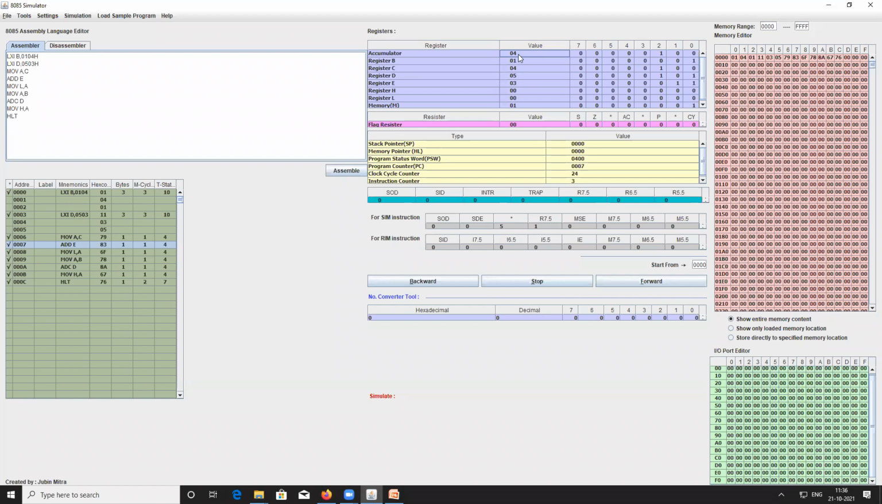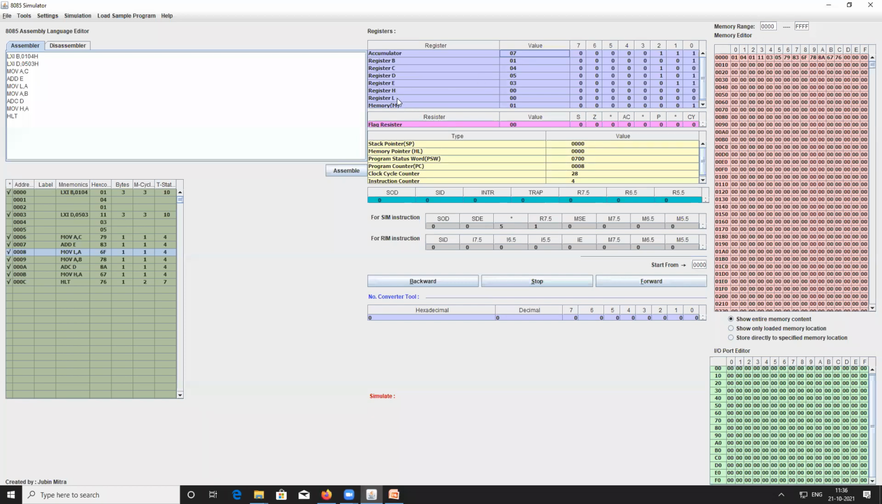Addition is 07 and this addition is stored into the accumulator. So the accumulator will be 7. Accumulator value is 7. Then this is the lower byte value. So the lower byte value is transferred to the next register, the HL register.